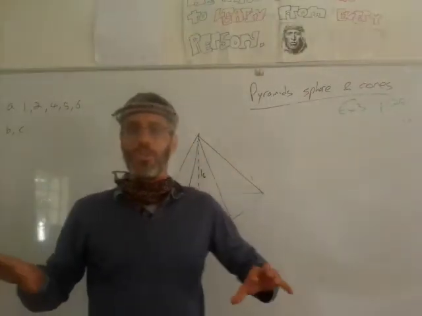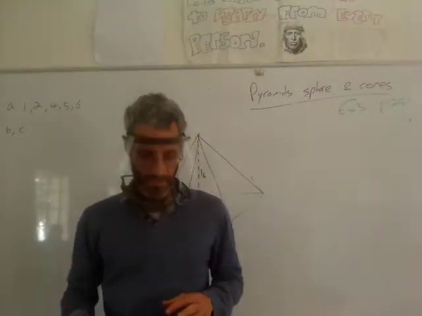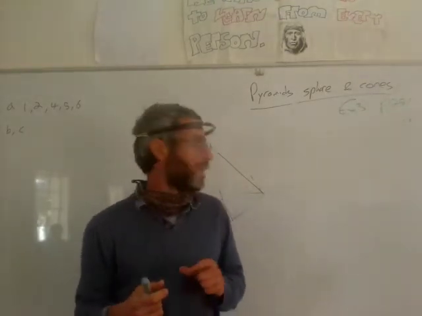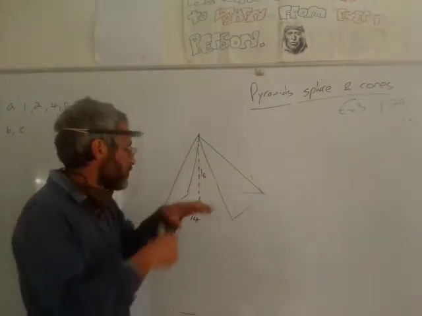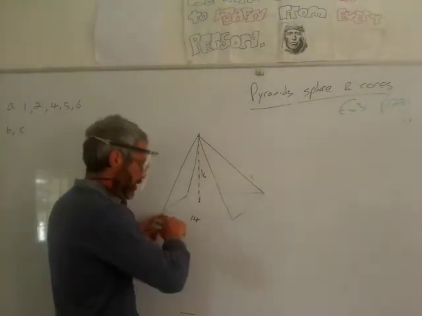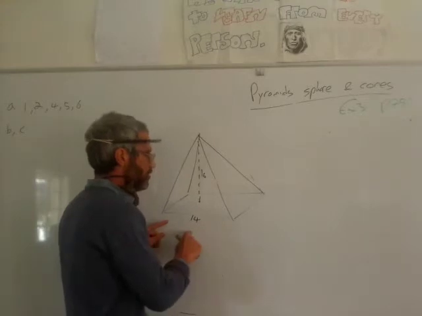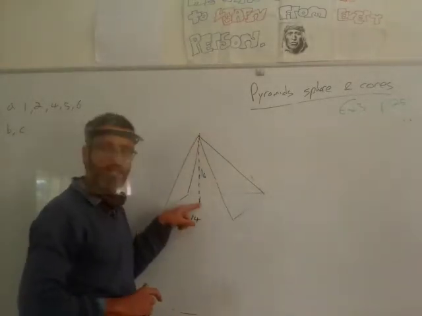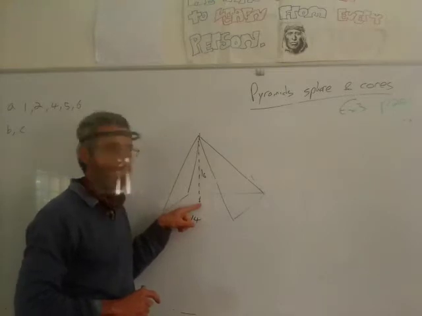The first video was just to explain the theory, the formulas. But now we're going to solve a few examples. The first one is just a simple pyramid. It's a square pyramid. The lengths are 14 and 14, and the height, the distance between the apex and the center of the square, is 16.